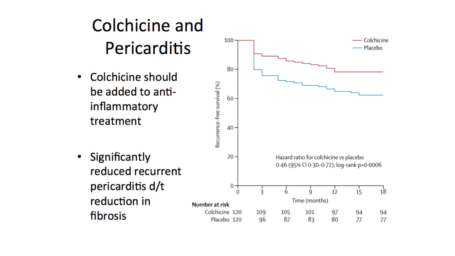In this 2014 study by Imazio and others, colchicine was shown to significantly reduce the recurrence of pericarditis due to reduction in fibrosis. You can see how this resulted in an initial 90% recurrence-free survival and tapered over 18 months, compared with the placebo group, which showed an initial 80% recurrence-free period that tapered over the 18 months.